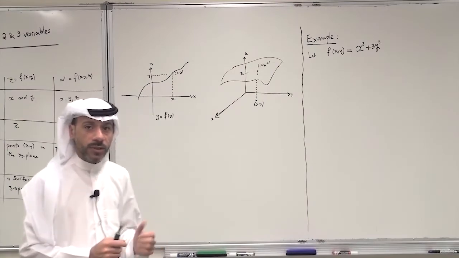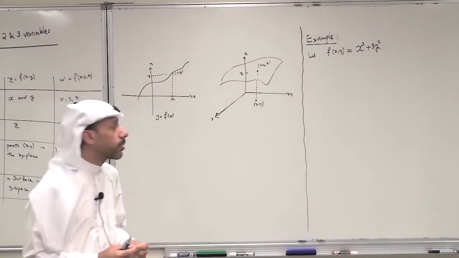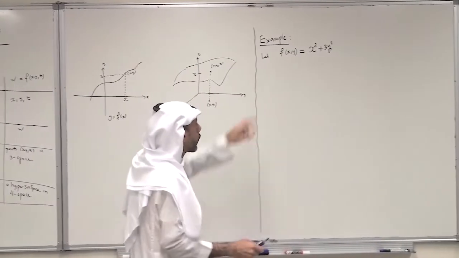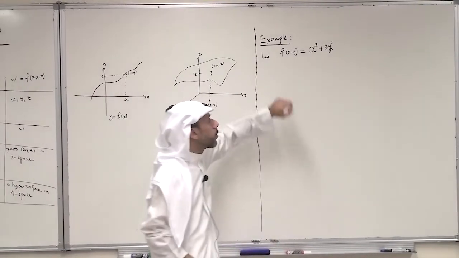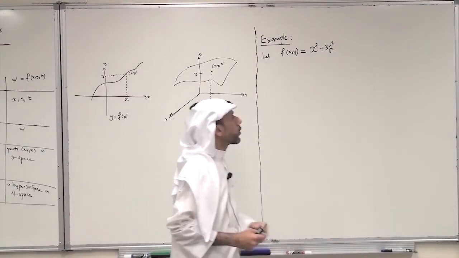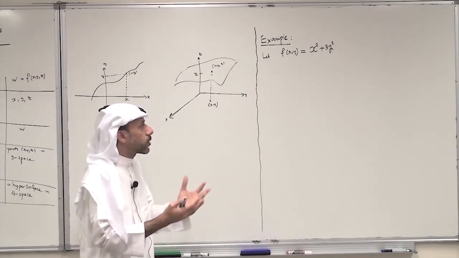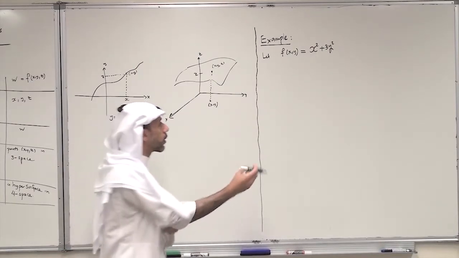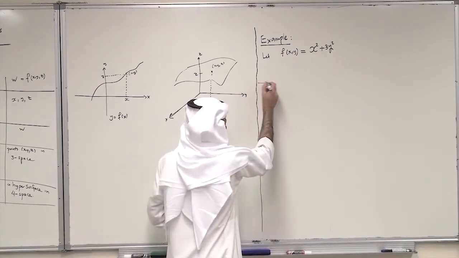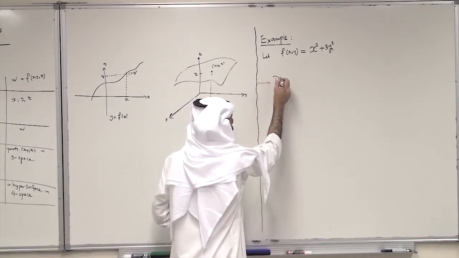To illustrate what we explained, let's consider one example. Let's take the function of two variables, f(x, y) equals x squared plus 3y squared. Let's ask the basic questions about such a function. First, let's find the domain of the function.